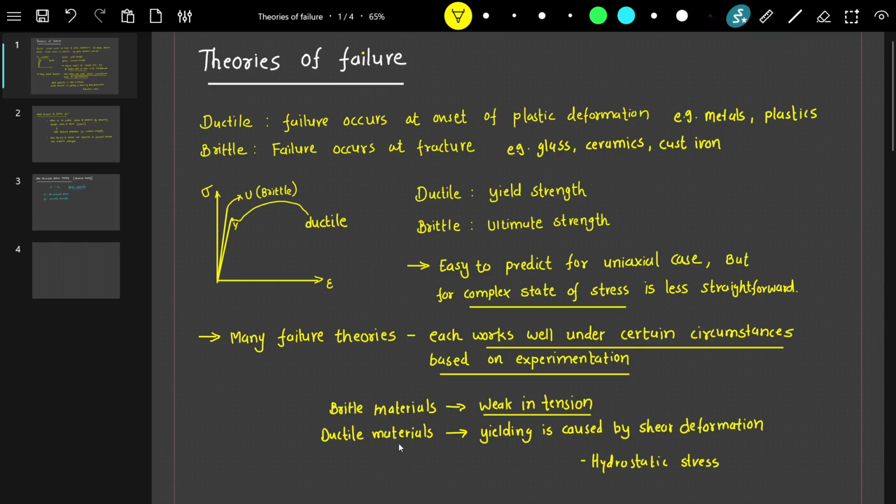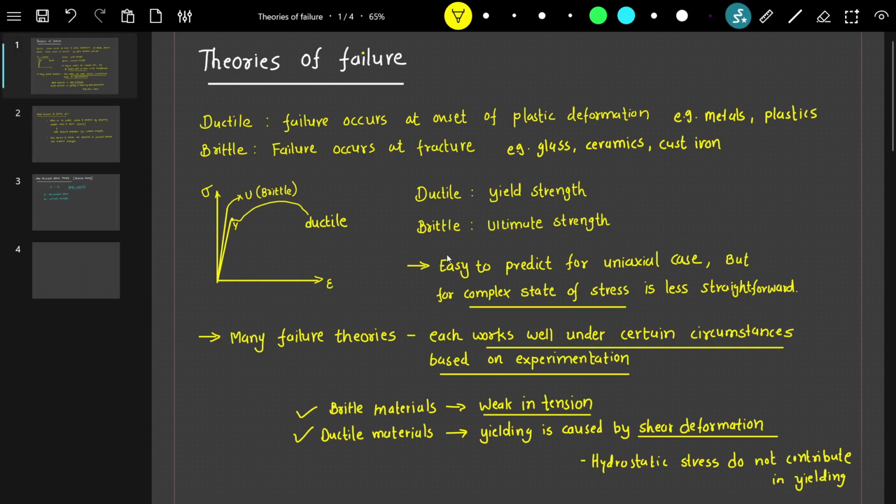Similarly, for ductile materials, the mechanism of failure, that is yielding in ductile material, is basically a shear deformation. So in other words, the hydrostatic component of stresses does not contribute to yielding. So these are two key observations for brittle materials and ductile materials, and based on these observations, the failure theories are developed.